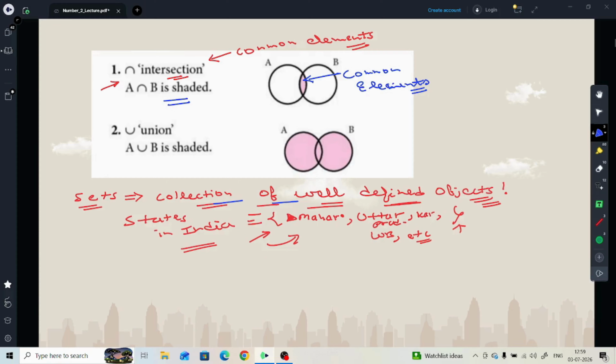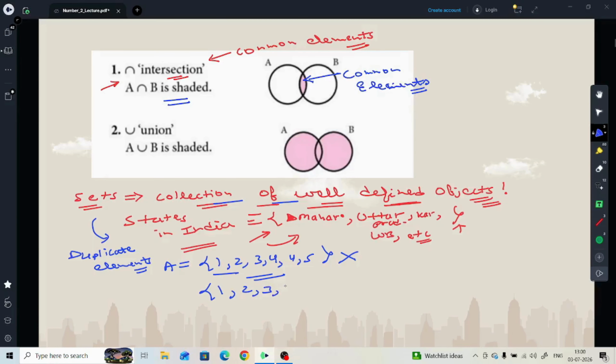One more thing: in a set, we can't have duplicate elements. What does it mean? Let's say somebody gives you a set A given by 1, 2, 3, 4, 4, 5. This kind of set does not exist. Instead, we can write it as 1, 2, 3, 4, 5. This is correct, because in a set we can't have duplicate elements. That's the first and foremost thing you need to understand. I hope you have got it.